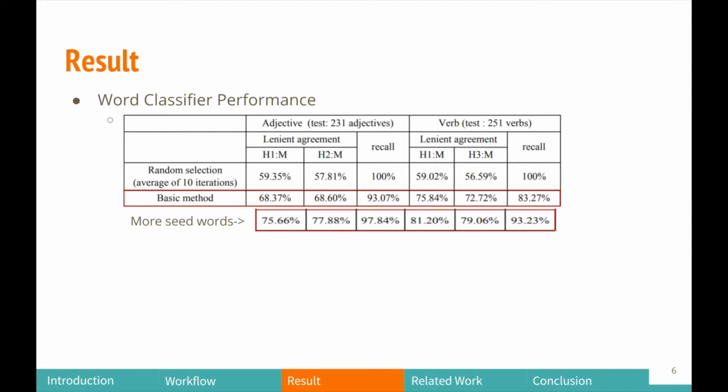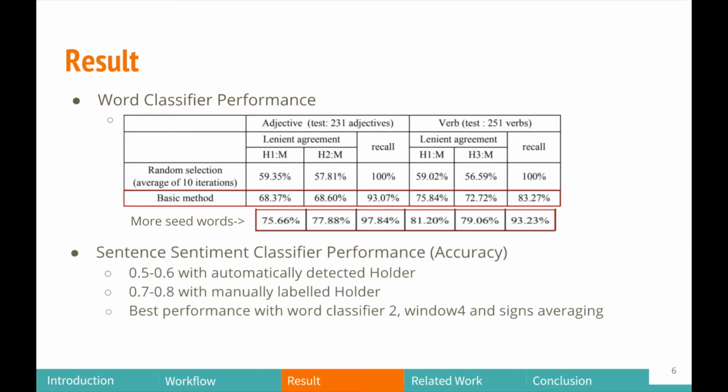In the results section, we're going to see the performance of the polarity and sentiment classifier. This table shows a comparison between the performance of random selection and the first polarity classifier. From the table, we can see that the classifier outperformed the baseline. By adding more seed words, performance can be dramatically improved. For the accuracy of the sentiment classifier, the best performance is achieved with the second polarity classifier, the fourth window, and the signs averaging.